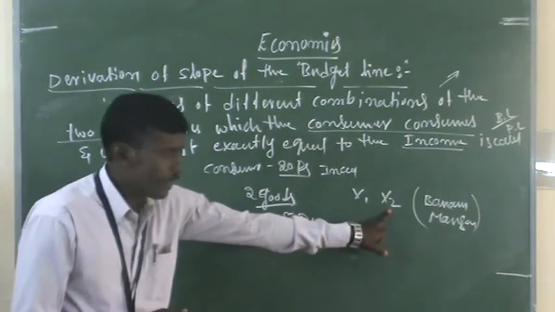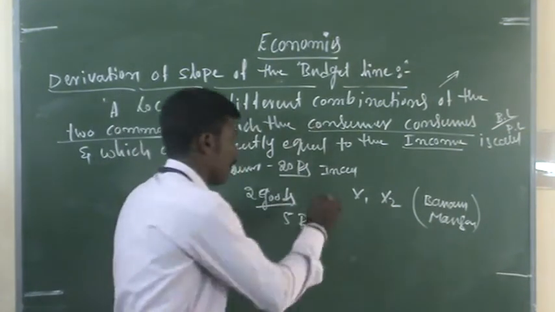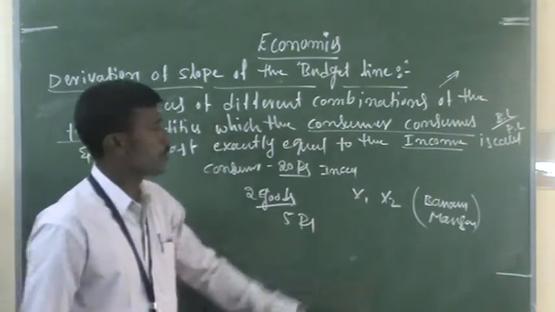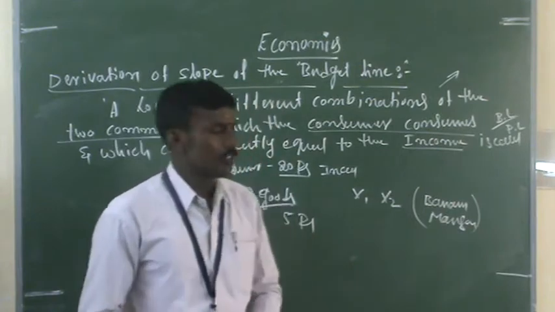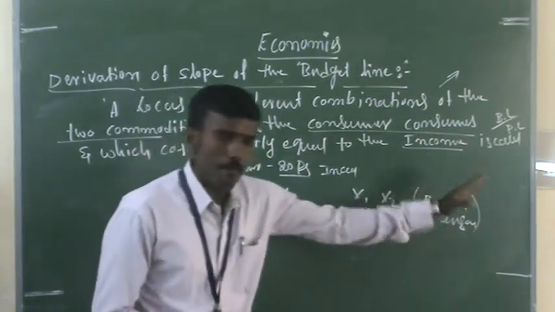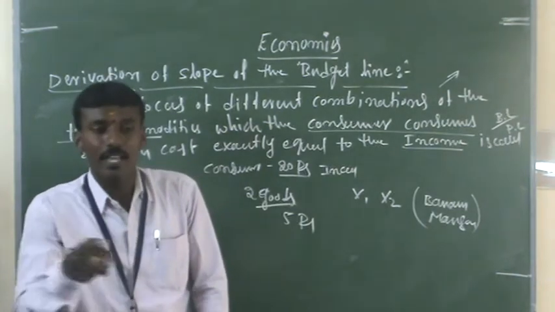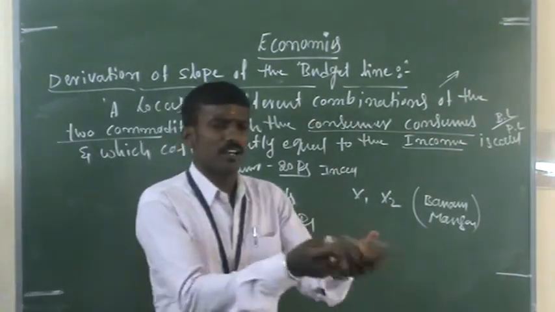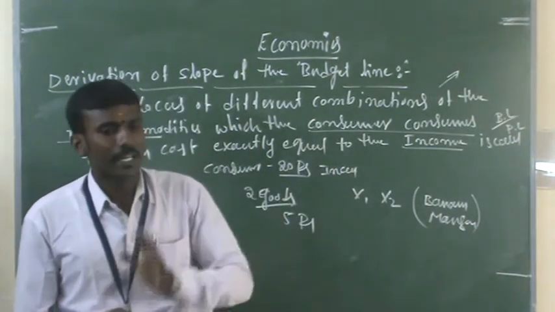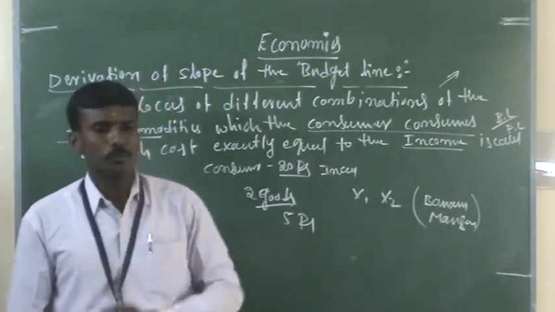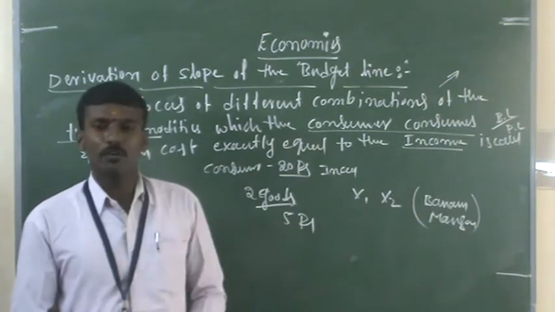In the market, the price of two goods is 5 rupees. Maybe you choose banana: each banana's price is 5 rupees. Or suppose you choose mango: in the market the price of the mango is also 5 rupees. Whether banana or mango, we consider the price of each as 5 rupees.